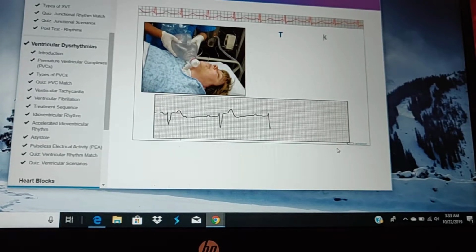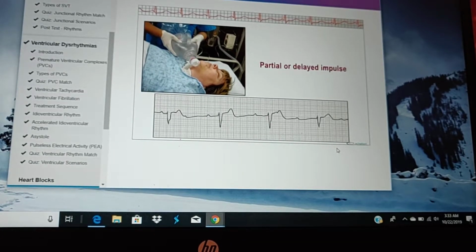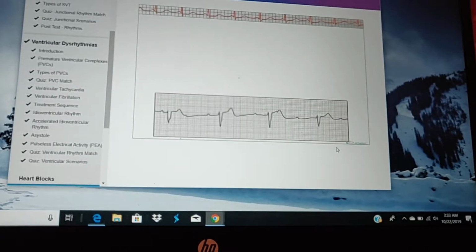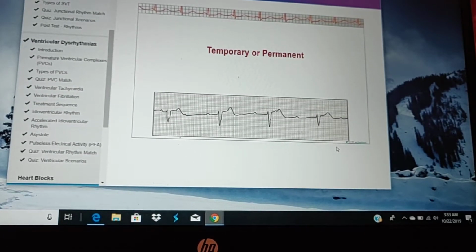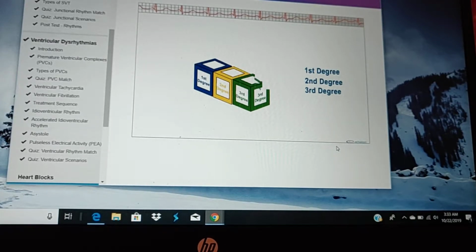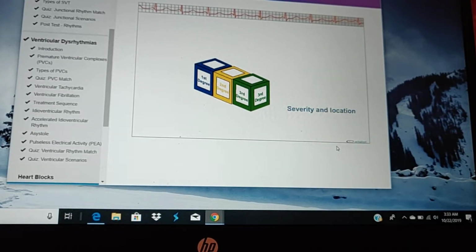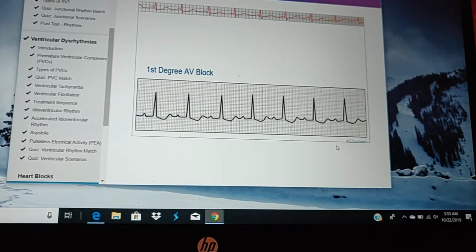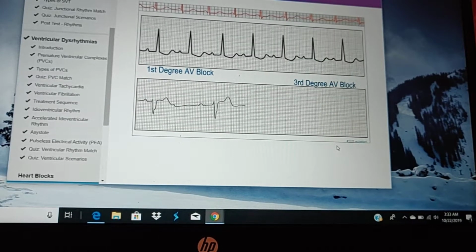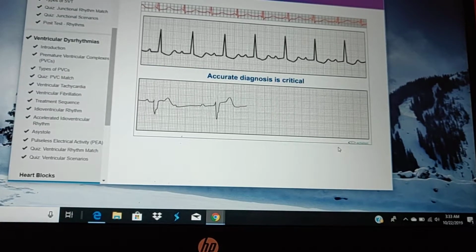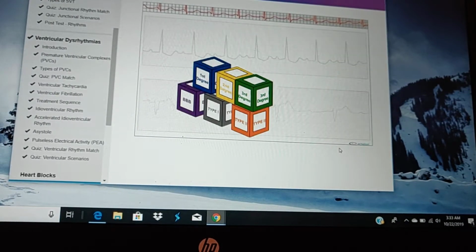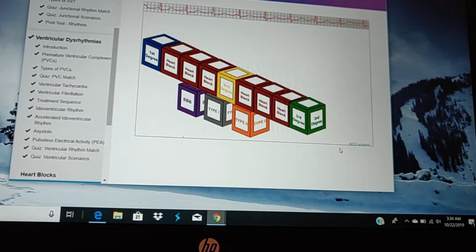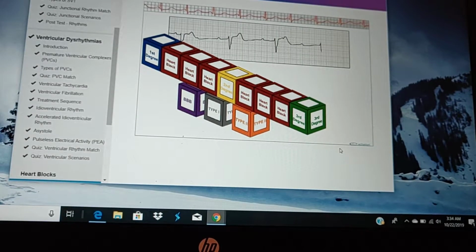Some patients experience total AV blocks, while others have partial or delayed impulse transmission. Some AV blocks are temporary, while others are permanent. All AV blocks, however, are classified into one of 3 degrees based on the severity and the location of the block. From the mildest, first-degree AV block, to the most severe, third-degree block, accurately diagnosing a heart block is critical. Your approach must be methodical and reliable, because the choices you make based on your diagnosis could save a patient's life.